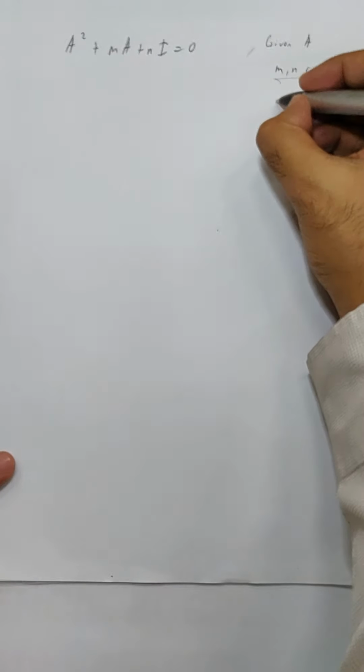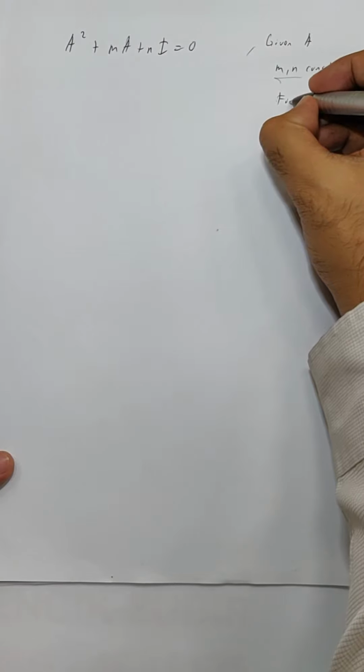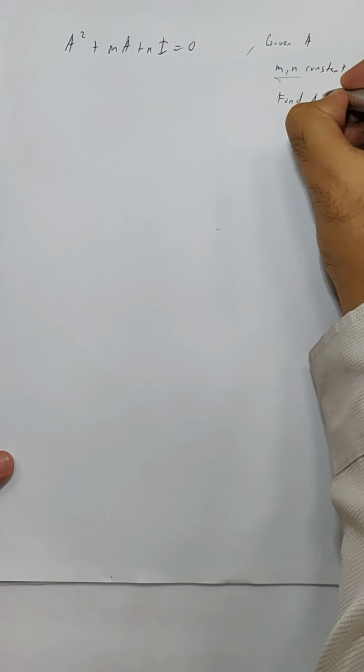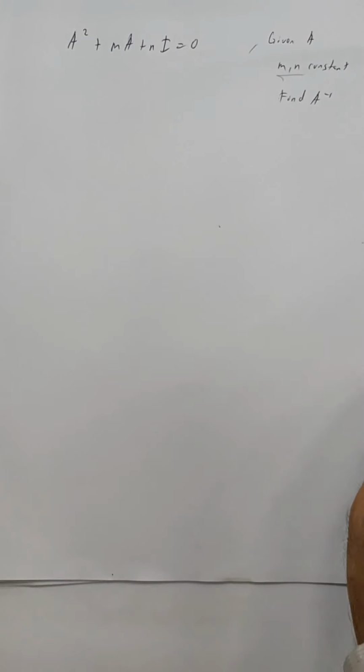Okay, now find. There are two types of questions. Let's find this one first. Find A inverse. How? How do you find A inverse? By what method? Can we use adjoint? Why not? You are given the equation. Very good. So how?